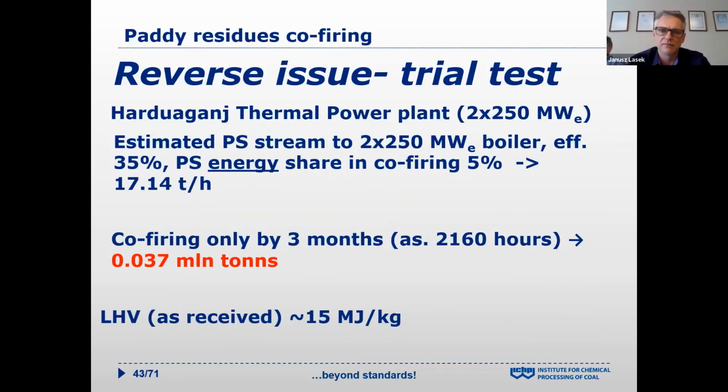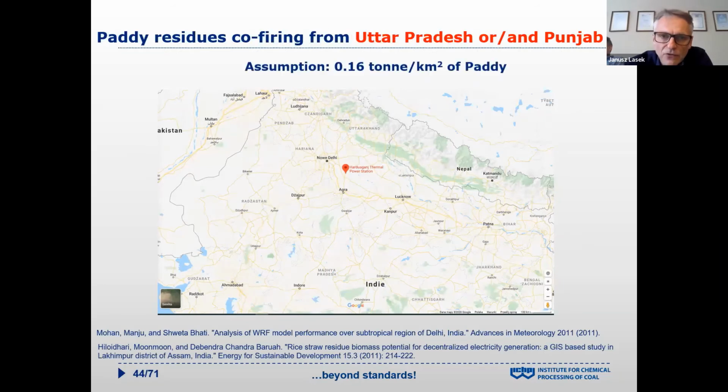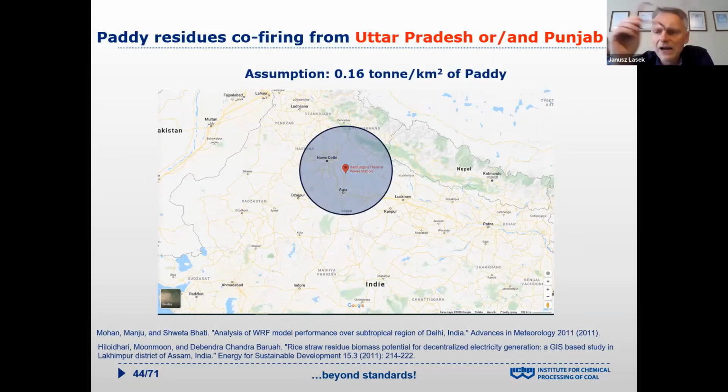We again take this energy share in co-firing, like 5%. Just to remind you, it's something like 7.3 on a mass basis. And we co-fire only 3 months, so something like a little over 2,000 effective hours. And we just try to find the situation on the map. So we can see New Delhi here, and the Hajugani thermal power station is marked with the red Google mark.